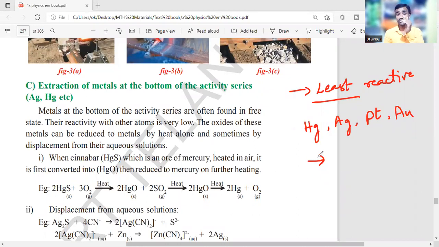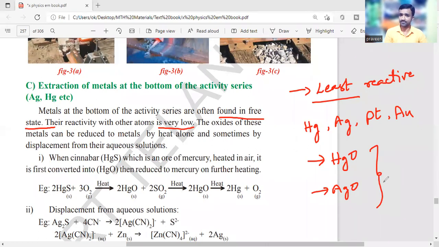So you just need to separate the impurities present in them, maybe soil particles, right? And other materials found in them, very, very low reactive, right? So here they are mostly found in free state. The oxides of these metals are mostly available as HgO, Ag2O, right? Like this. So they are available in the oxide form. So you need to reduce to get the crude metal from them. For example, from HgO, you need to get Hg.